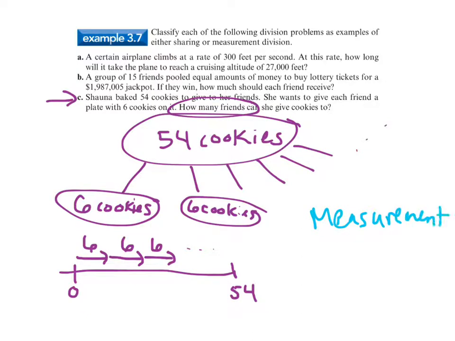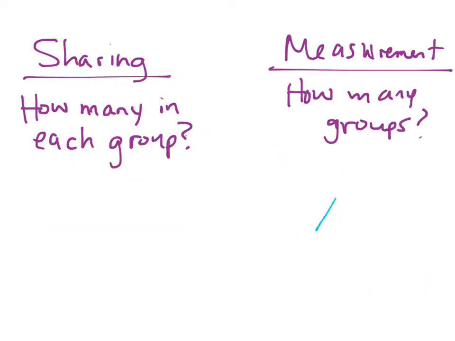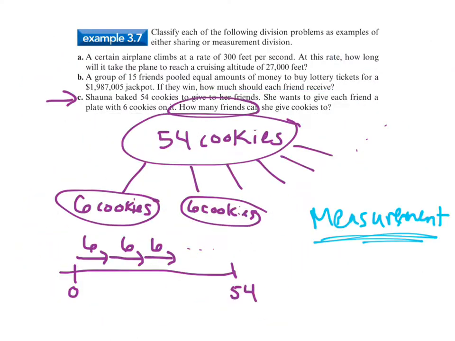Now notice in this one that we weren't really talking about distances or times or any of the things that we typically talked about when we looked at measurement, at the measurement model. So measurement division is different than the measurement model. Measurement division is, go back to this one, right? This idea of asking how many groups. All right, I hope that's clear.